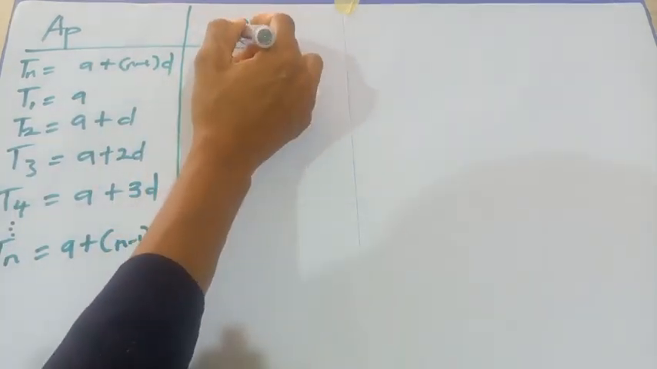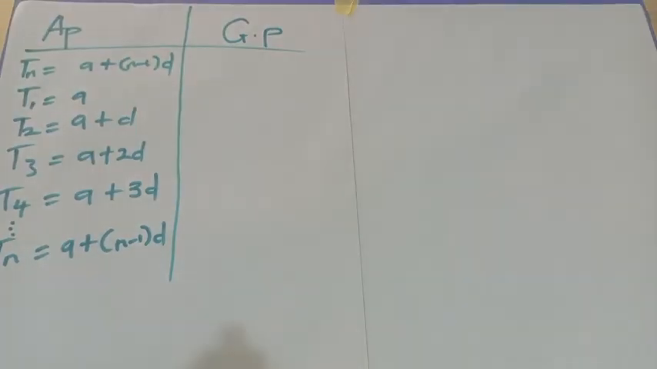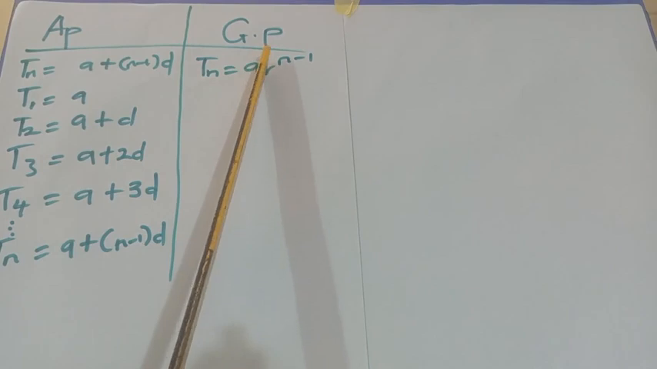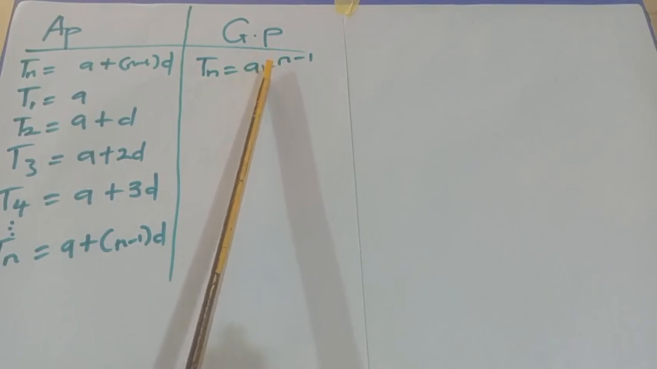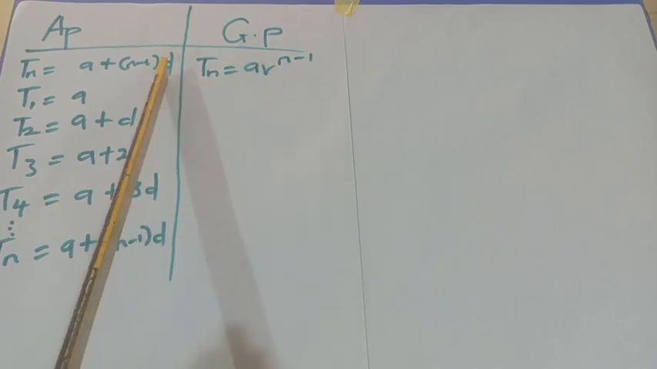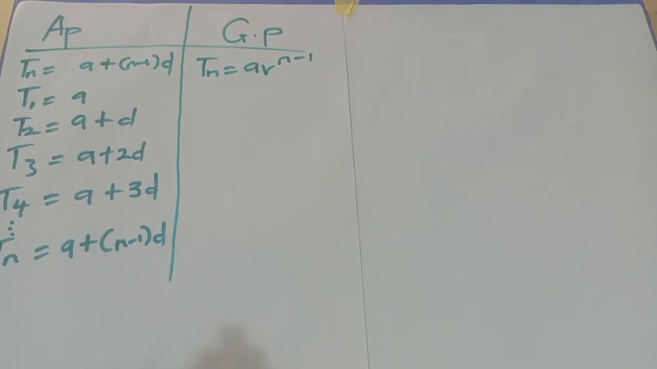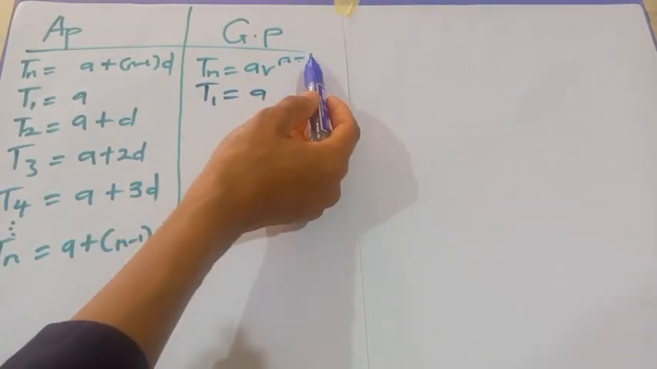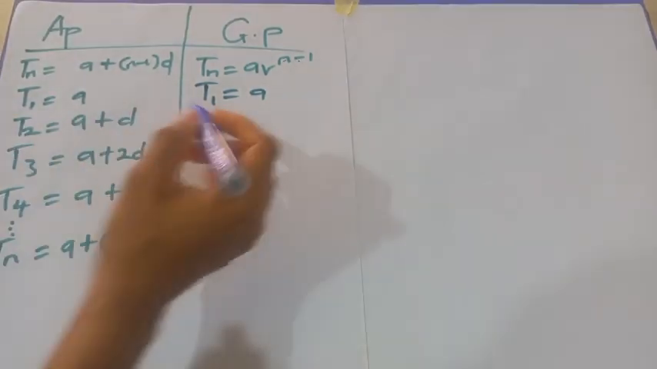Then for GP, geometry progression, have it in mind that Tn is A R to the n minus 1, where R is the common ratio, A is the first term. This one is ratio, so you are dividing the second term over the first term so that you can get the common ratio. Common difference is subtraction. Then for T1, we are just going to have A, because 1 minus 1 is 0. Anything raised to power 0 is 1.